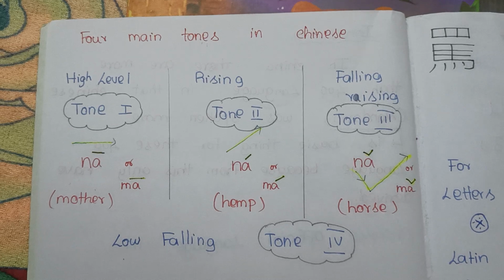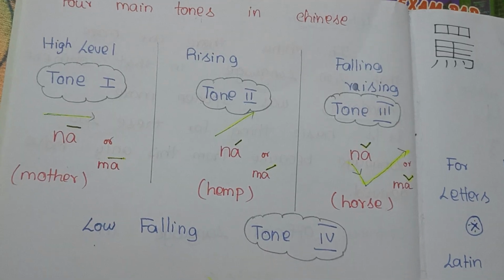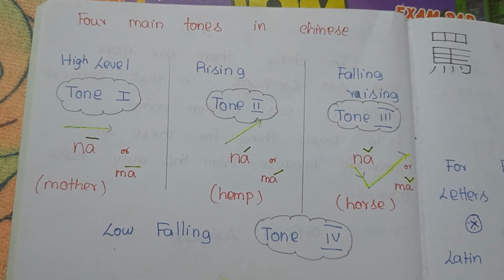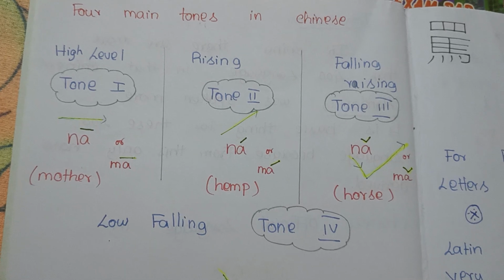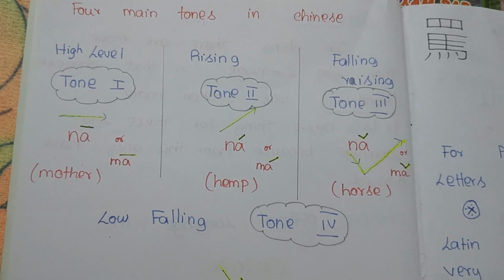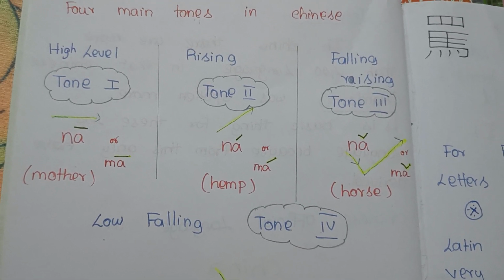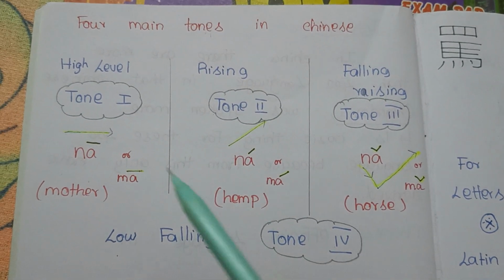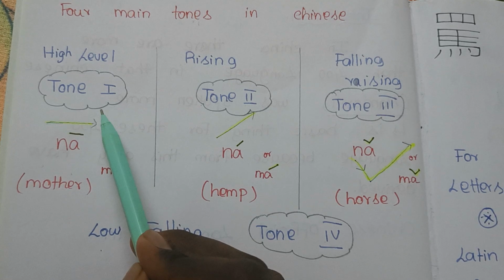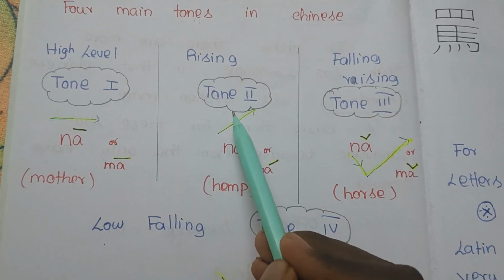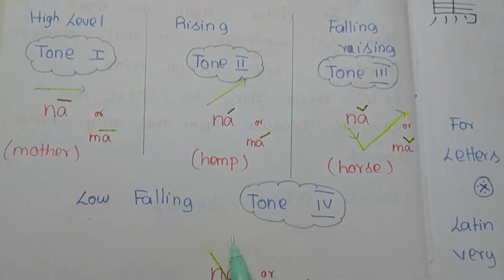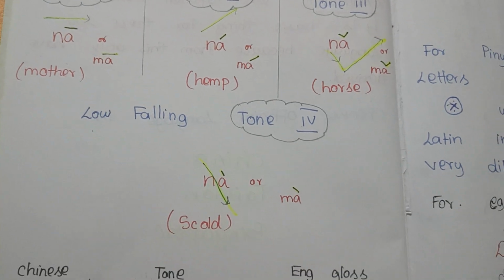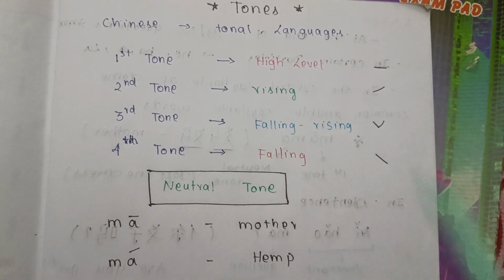Let's start with the Chinese four tones. Chinese is one of the tonal languages. That means every pitch of a tone has a unique meaning. For example, there are four tones. The first tone is called high level, then rising, falling-rising, and low falling. Let's talk about them one by one.